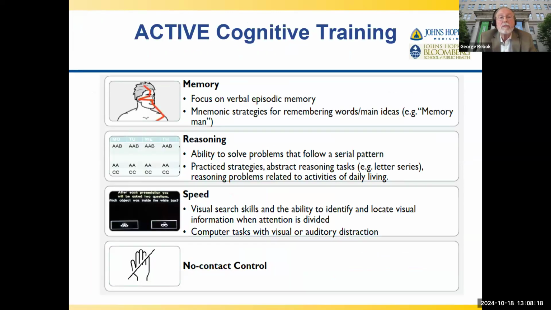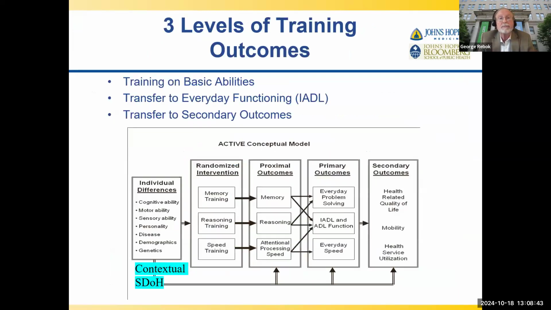So here are the 3 interventions. Memory intervention focused on verbal episodic memory and teaching mnemonic strategies. Reasoning focused on ability to solve problems that follow a serial pattern or order. Speed of processing was computer-based, focusing on visual search skills and ability to identify visual information under divided attention conditions. And then we had a passive no-contact control condition.